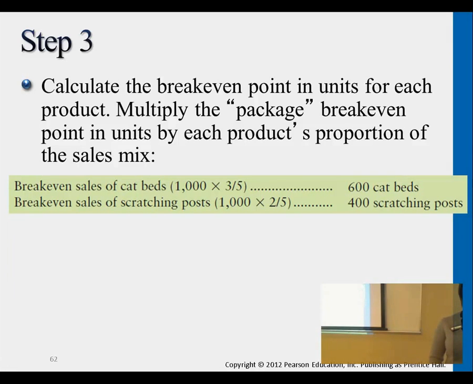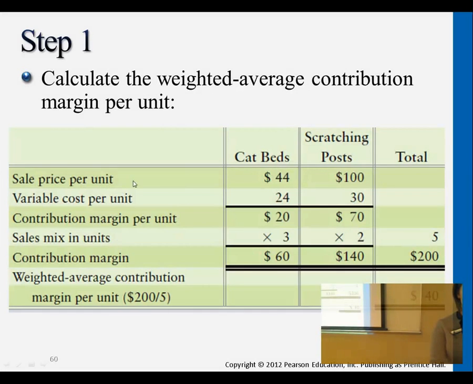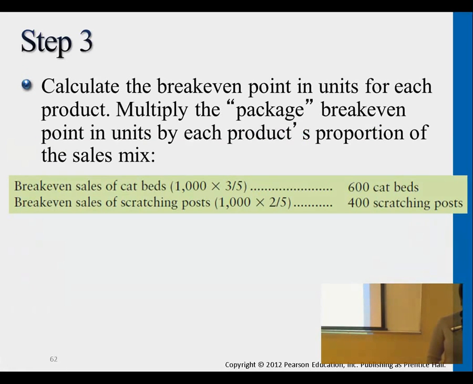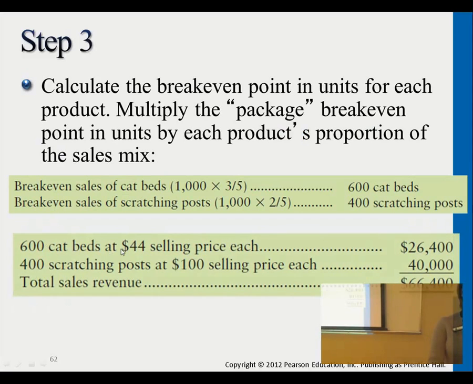Do you know where I got the 44 from? That's right here, right? Sales price per unit. It's given to you. So I'll take 600 cat beds and multiply it by a selling price of $44, and that's 26,400. And 400 scratching posts at a selling price of $100 is 40,000. So how do I find my total sales revenue for that bundle? I sum those two up.